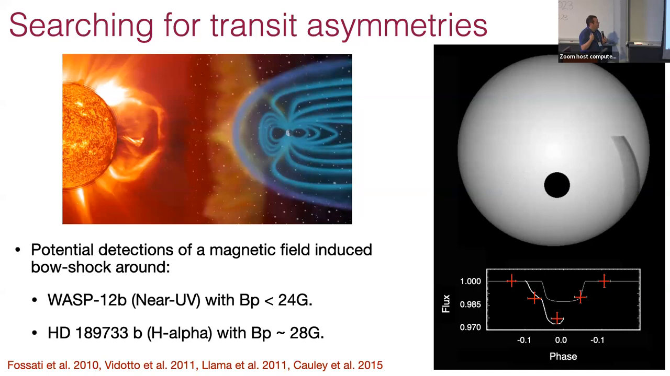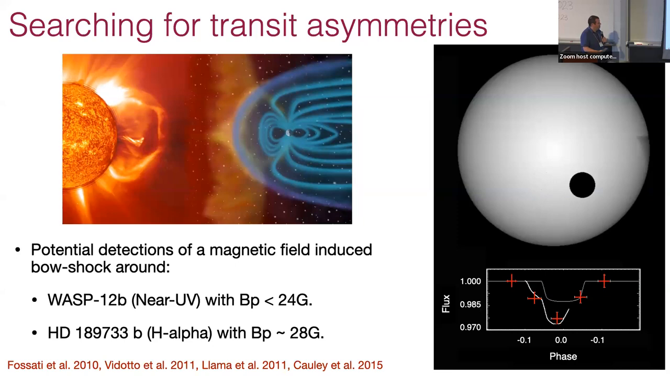And if what we're seeing here is indeed the magnetosphere of the planet, we're able to place an upper constraint on the magnetosphere of the planet at about 24 Gauss. And this was done from space with HST. My colleague Wilson Corley did a similar analysis with H-alpha observations of HD189733, and again was able to find a field strength of about 28 Gauss, which is in line with our chromospheric enhanced activity measurements, which is a pretty nice confirmation there.